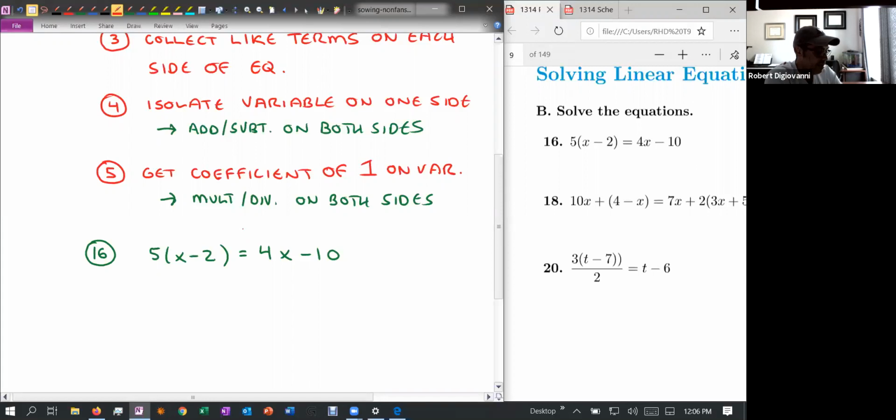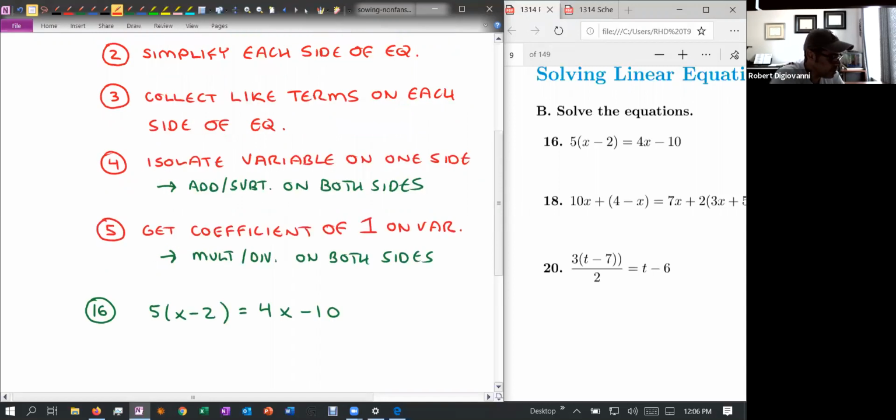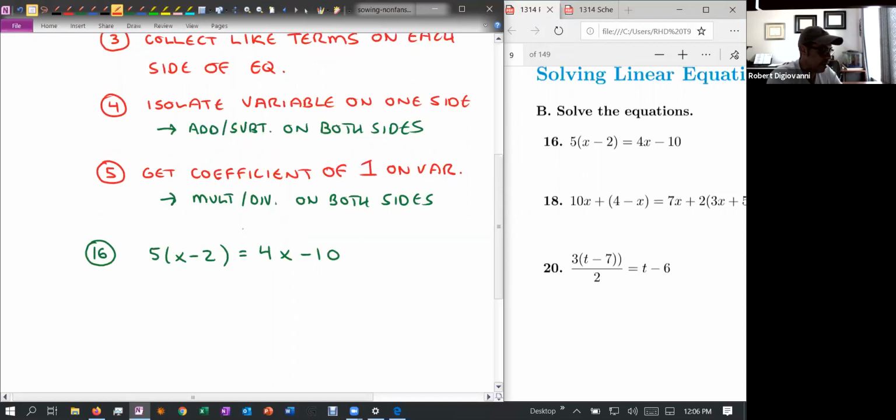Okay, so now we go to step 2. Step 2 is to simplify each side of the equation. So let's look at the left side. Is there anything we can do to simplify this left side? It's like order of operations. Can we do the parentheses first? Can you take x and subtract 2? Well, you don't know what x is, do you? So you can't tell me what x minus 2 is. x minus 2 is just x minus 2. You have no idea how to change that into anything else.